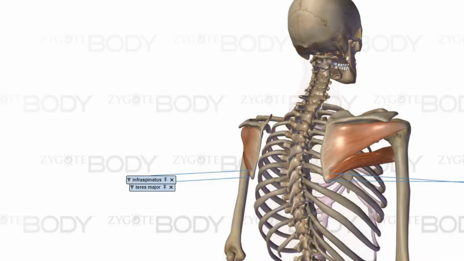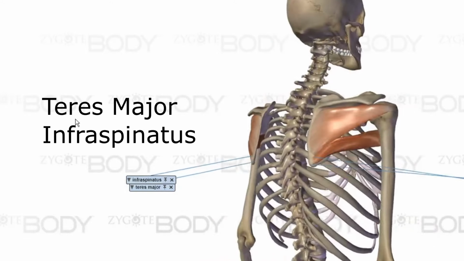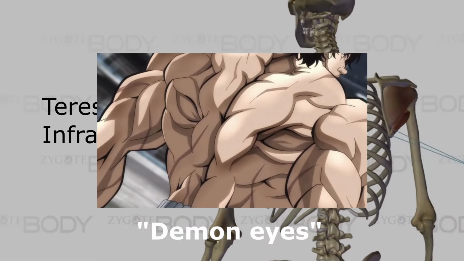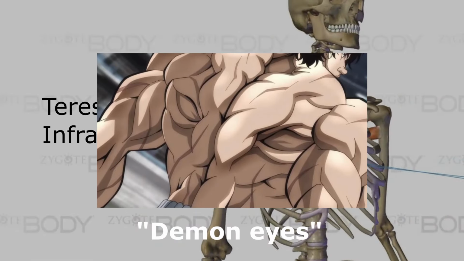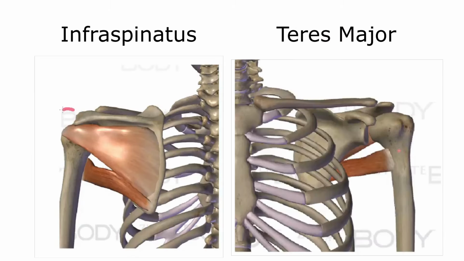Next up, partially covered by the trapezius, we have two muscles, the infraspinatus and the teres major. I personally just call them the demon eyes cause I watch Bucky. They attach themselves to the end of the shoulder blades here. The infraspinatus, the top one, goes up to the shoulder here, while the teres major on the other hand will wrap around the humerus. Keep the teres major in mind, it'll become important later on.